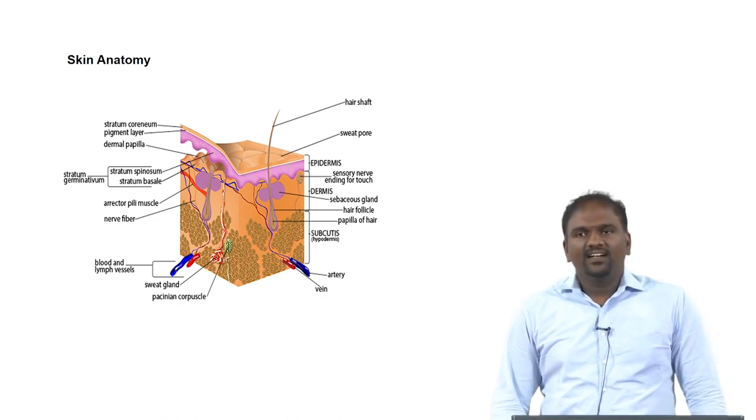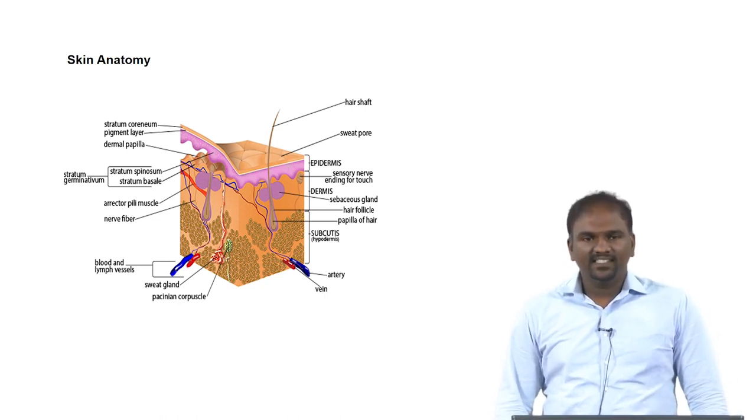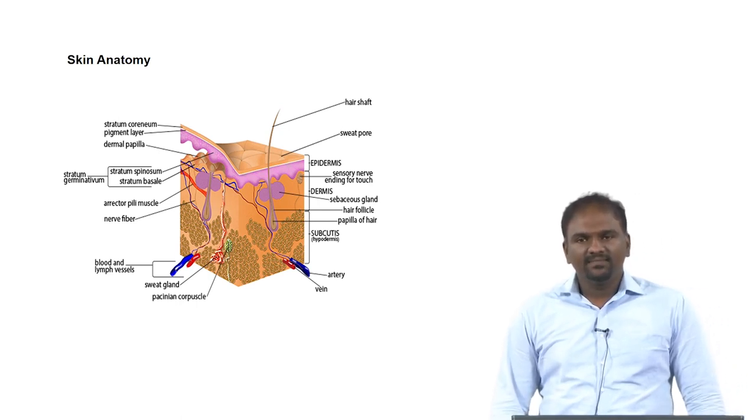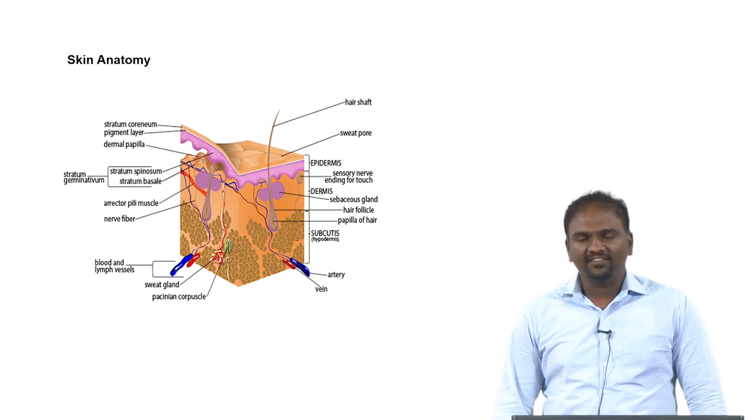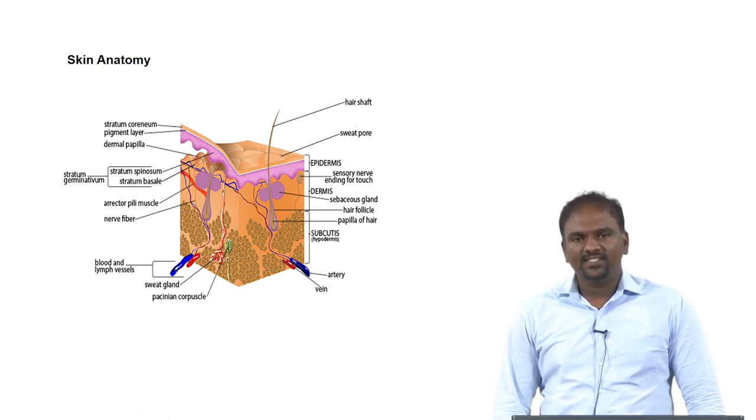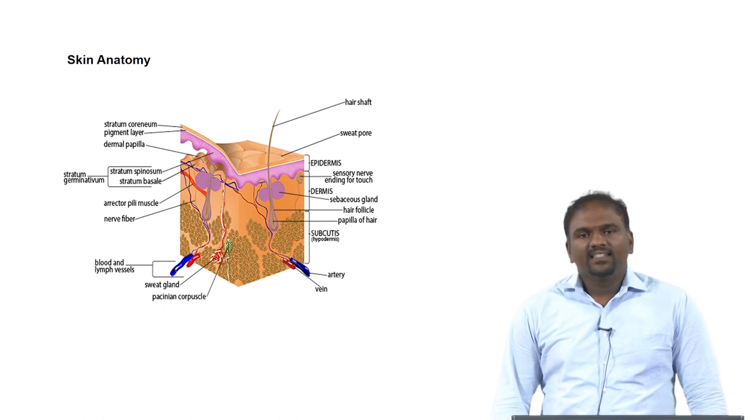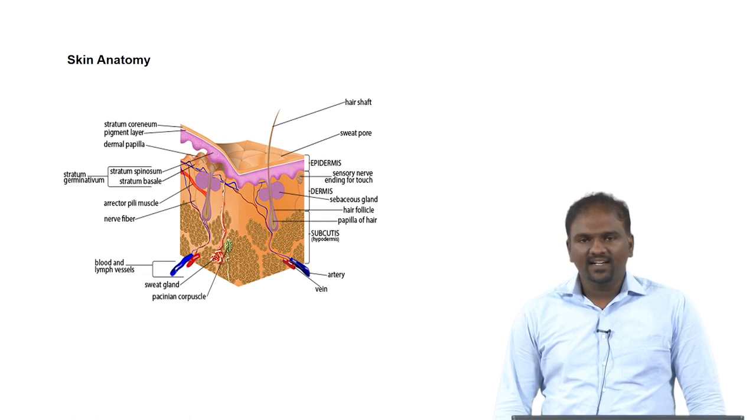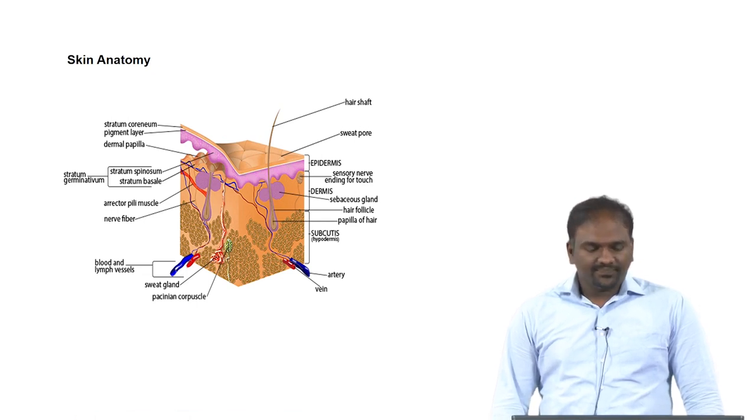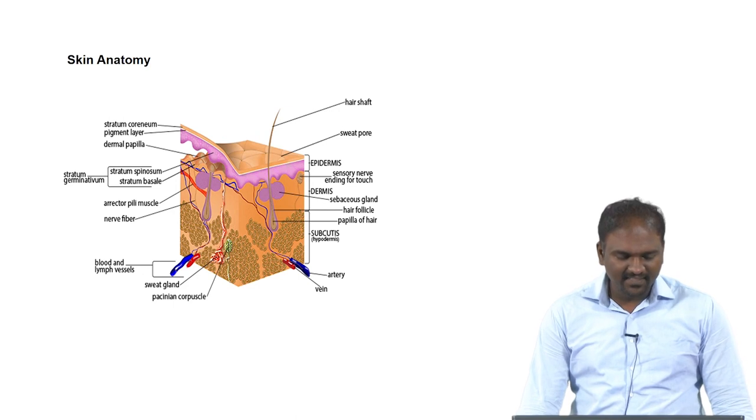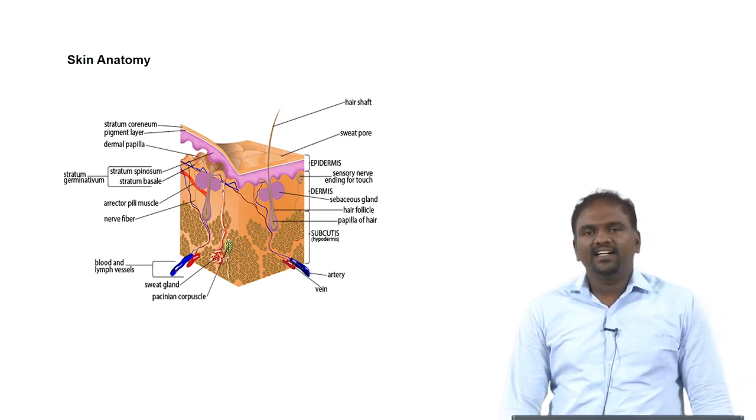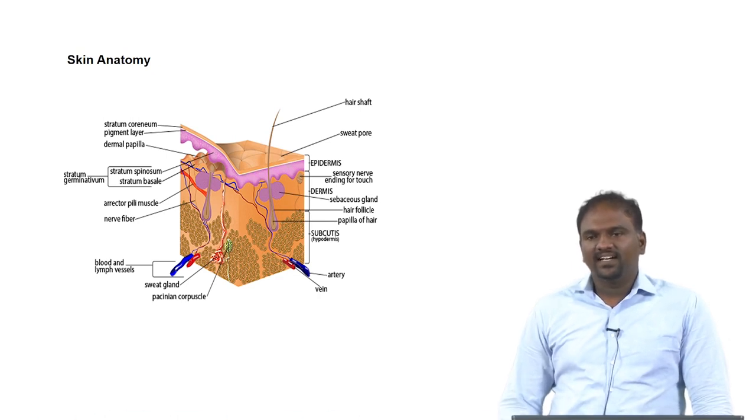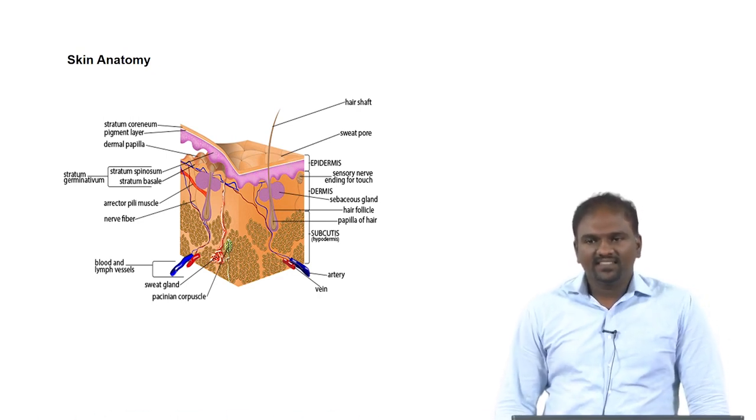Attached to the hair follicles, we have the sebaceous gland. The sebaceous gland produces sebum. That sebum gives lubrication to the hair follicle, and it is also responsible for making the skin waterproof, and it acts as a primary defense system. Then attached to the sebaceous gland, we have the arrector pili muscle. That muscle is responsible for pulling the hair. When goosebumps happen, that pulling of hair happens because of that muscle.